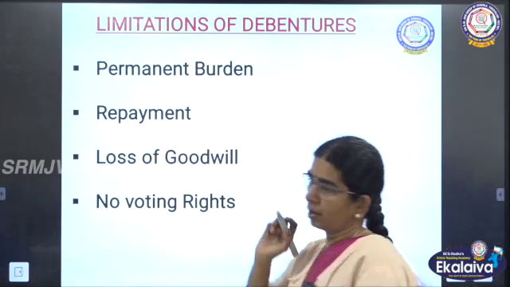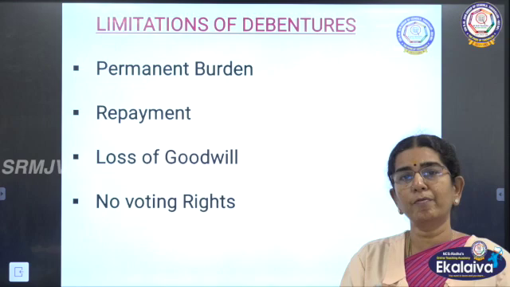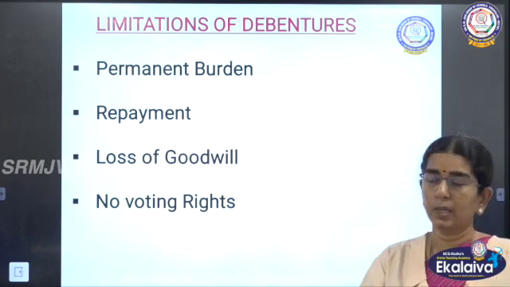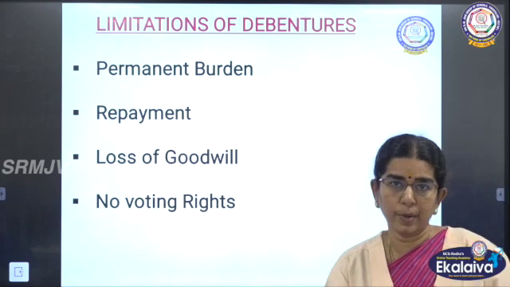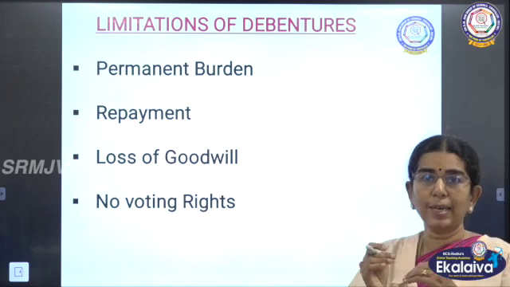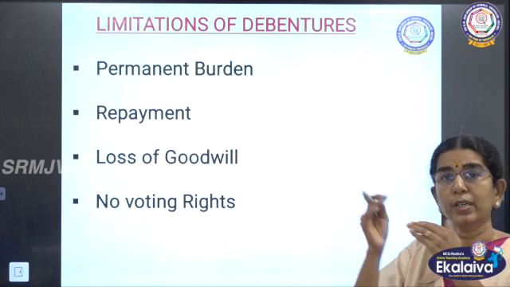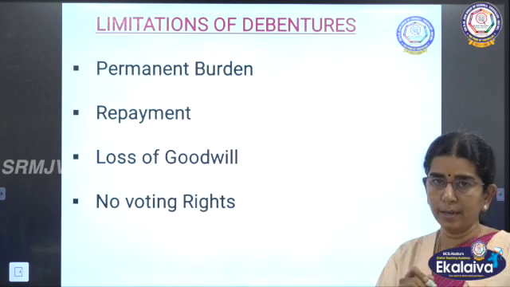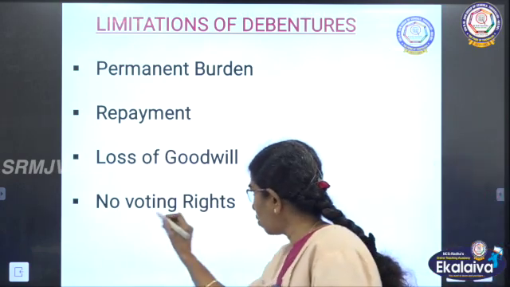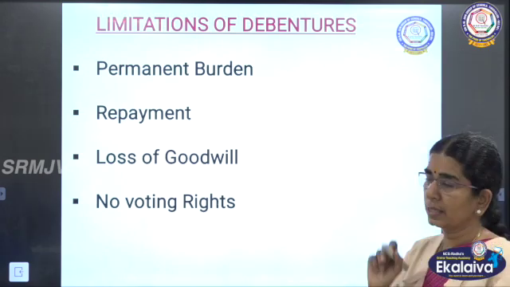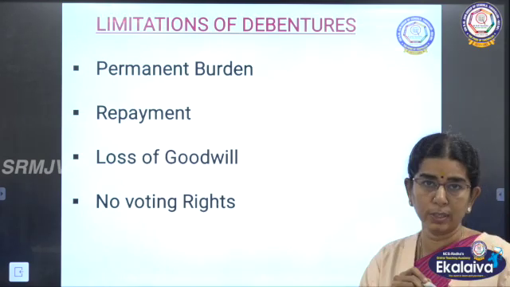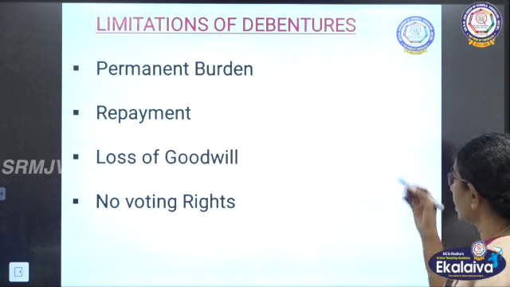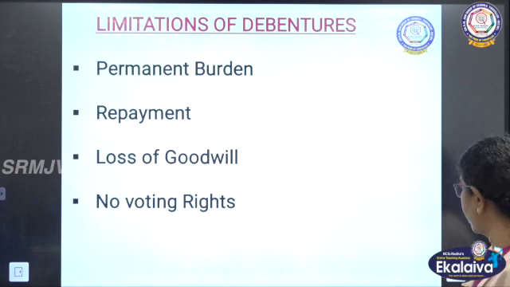And loss of goodwill. Every company will have a certain borrowing capacity. By the issue of debentures, the goodwill is lost for the company because the borrowing capacity may be reduced for further borrowings. They cannot go for further borrowings since they issued the debentures. And no voting rights are given to these debenture holders. They cannot become the owners of the company, or they cannot get the voting rights also. These are the limitations of debentures.